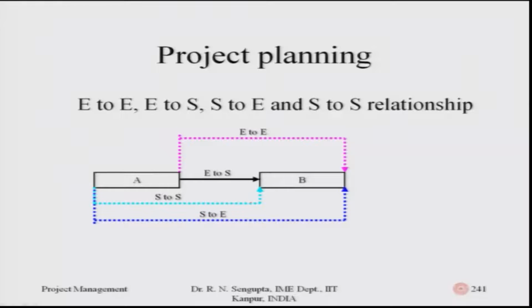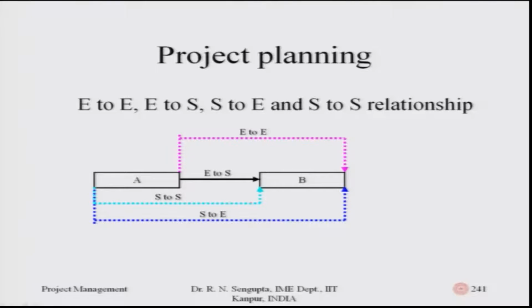Now, if you consider the relationship between A and B, there are 4 relationships which can exist between A and B. The first one, the black bold arrow, means that B can only start after A finishes. So there cannot be anything like B starting somewhere in between while A is progressing. That is not allowed.